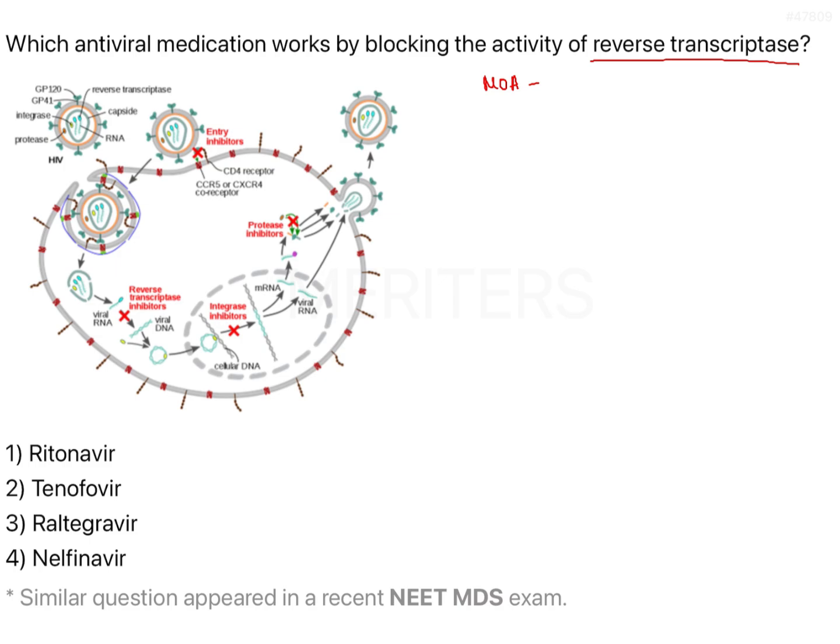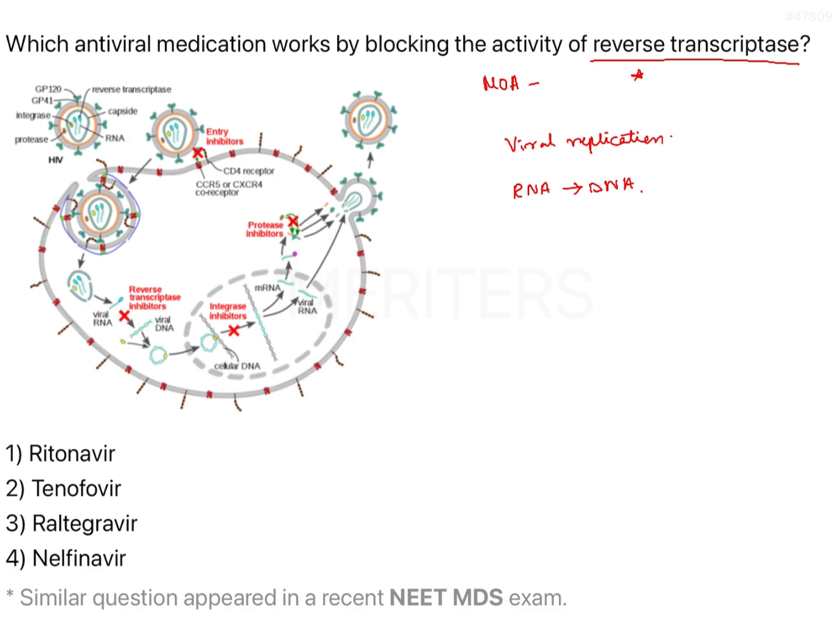So reverse transcriptase is an enzyme which is used by the virus to replicate. It helps to convert their RNA into DNA, which helps in viral replication. So we need to look out for a drug which inhibits this enzyme, thereby preventing the conversion of RNA into DNA, thus ultimately preventing the virus from replicating.